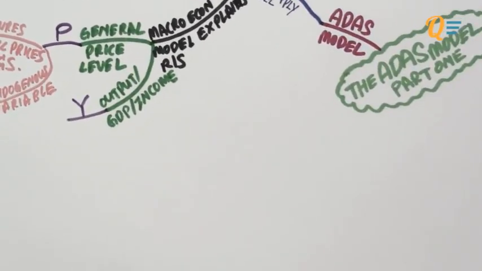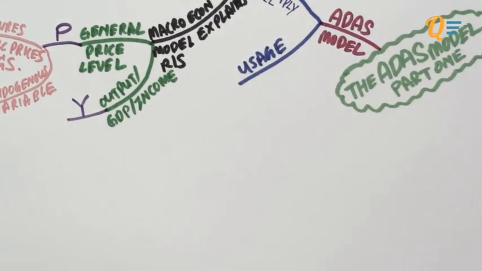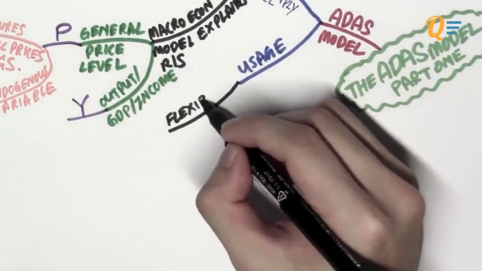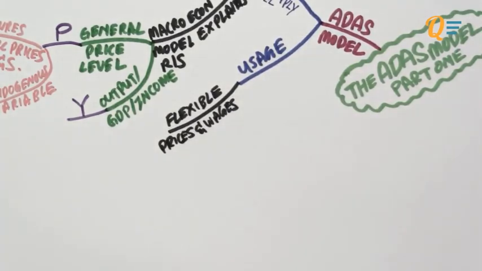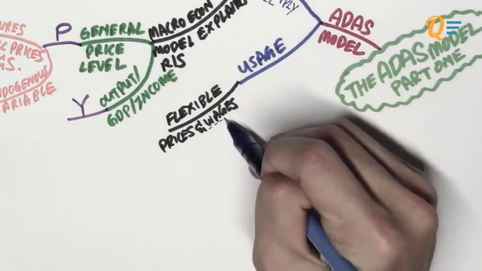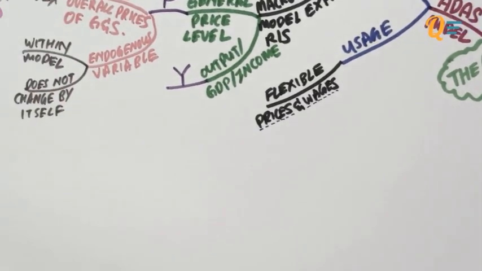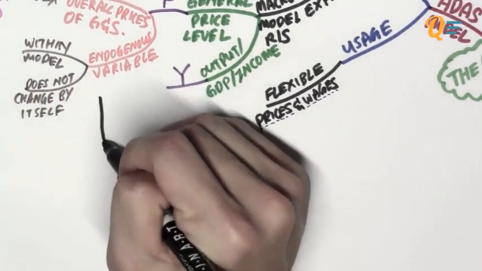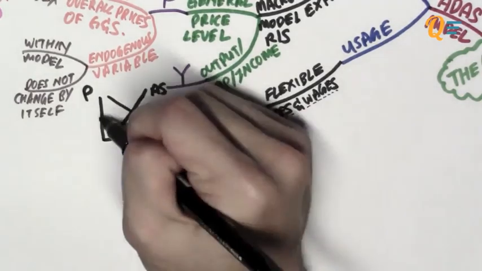So a really good question to ask is, when do we use the ADAS model? Well, number one, we use the ADAS model when an economy has got flexible prices and wages. One important point I need you to remember is that wages are not as flexible as prices. I will explain this later in the video. Well, it is quite obvious that you should use the ADAS model when there is an economy with flexible prices and wages, because this is what the ADAS model looks like.